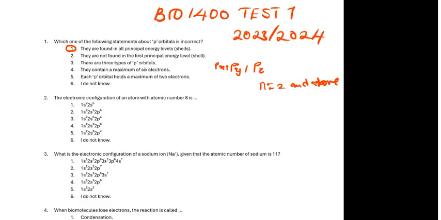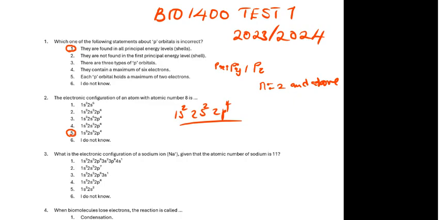Then number 2, the electronic configuration of an atom with atomic number 8 is, so we have 1s, we put 2 electrons, then 2s, we put 2, then we have 2p, we put the remaining 4. So the answer is 5.